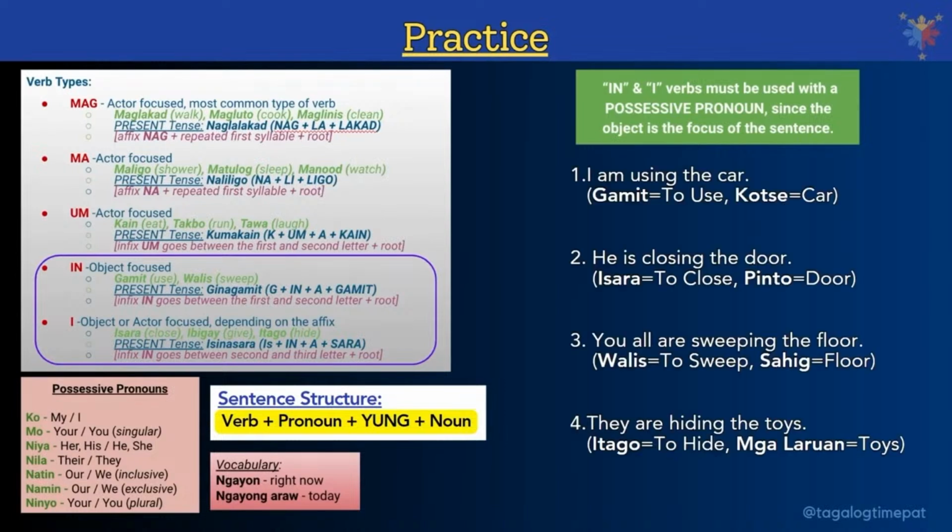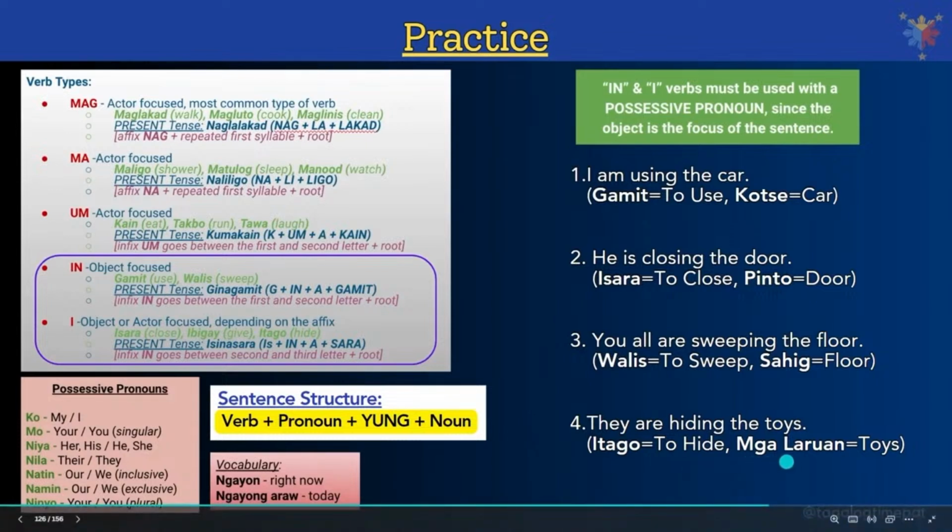And here are some examples. I am using the car, and I gave you some vocabulary words. Gamit means to use. Coche is car. Number 2, he is closing the door. Isara means to close. Pinto means door. Number 3, you all are sweeping the floor. Walis means to sweep. Sahig means floor. Number 4, they are hiding the toys. Itago means to hide. Mga laruan means toys.